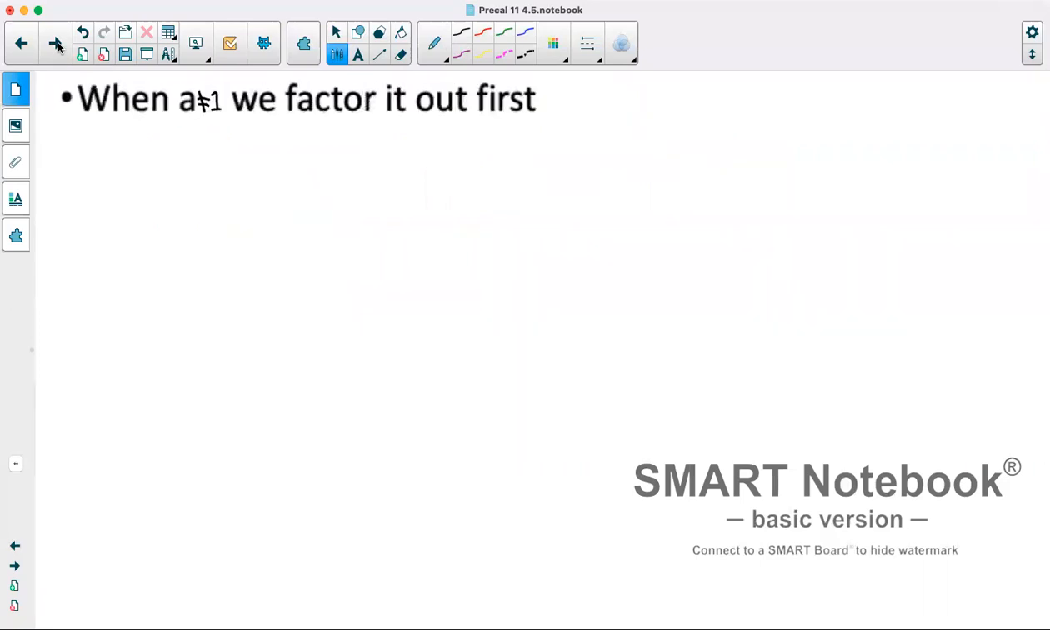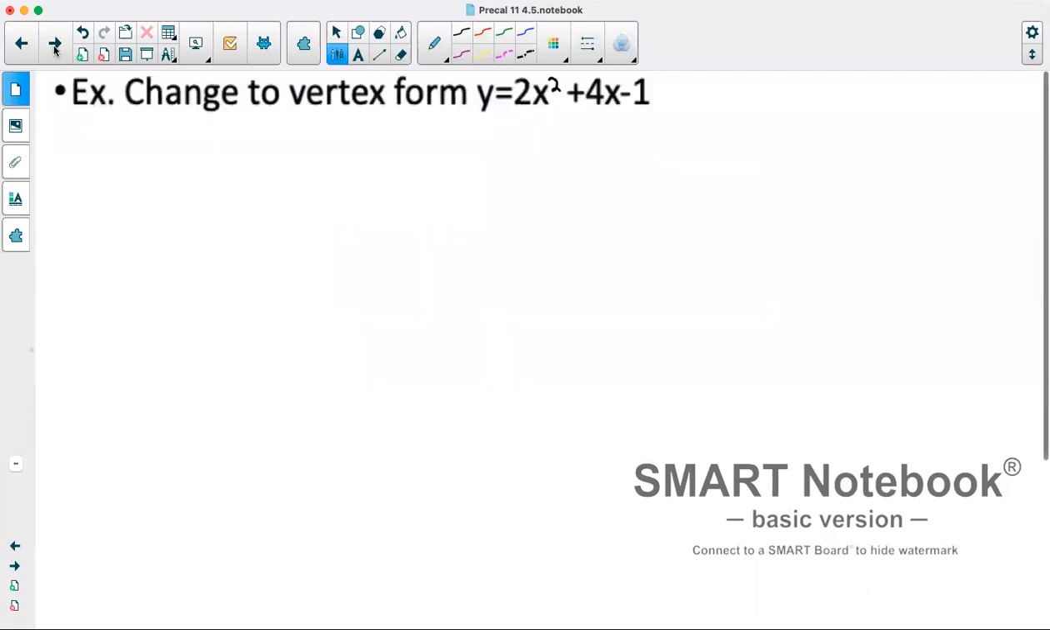When our a does not equal 1, we need to factor that value out first. So change to vertex form, and we've got 2x squared plus 4x minus 1. Our first step will be to factor the 2 out because it's in front of our x squared. I'll also write it out with the blanks in the same step. So 4x divided by 2 would be plus 2x. We then have a blank. -1 divided by 2 would be -1/2. And then we have minus a blank.